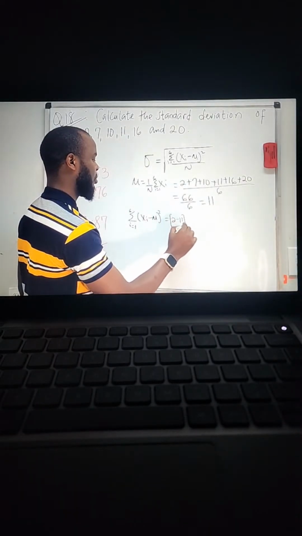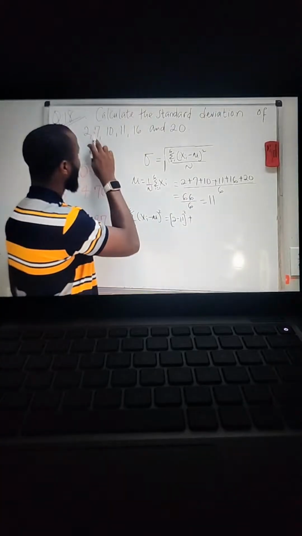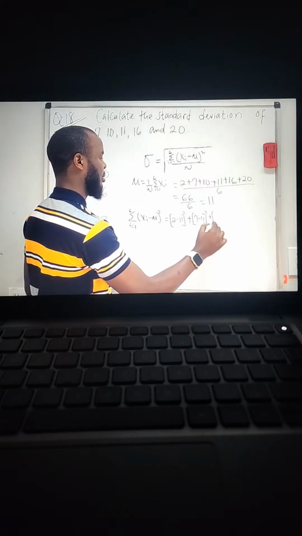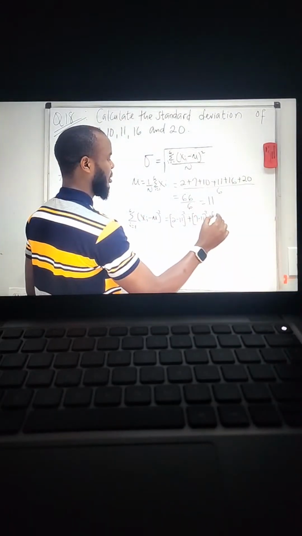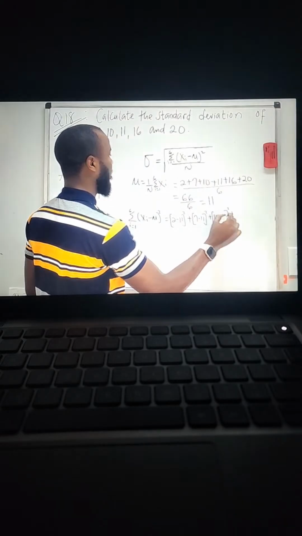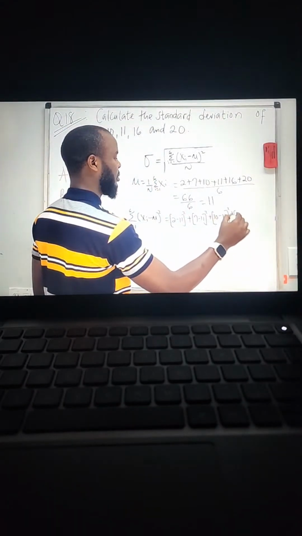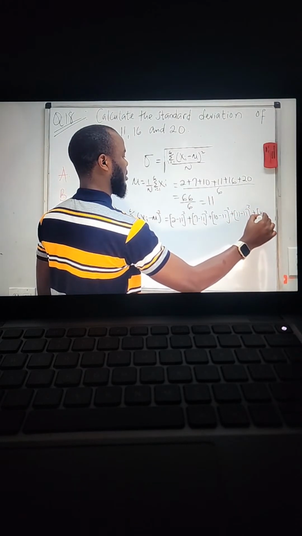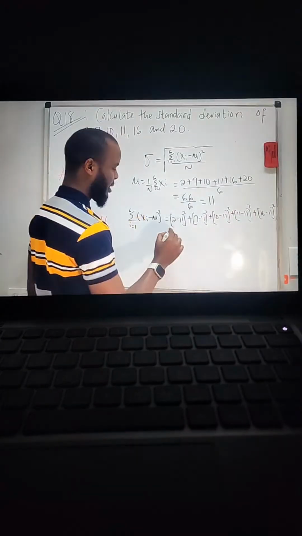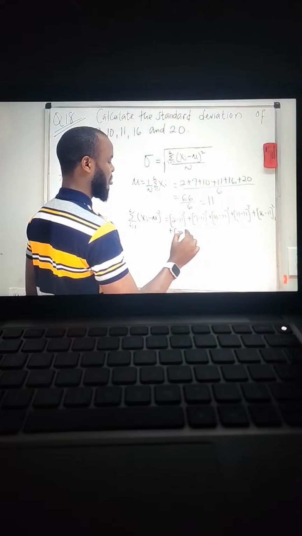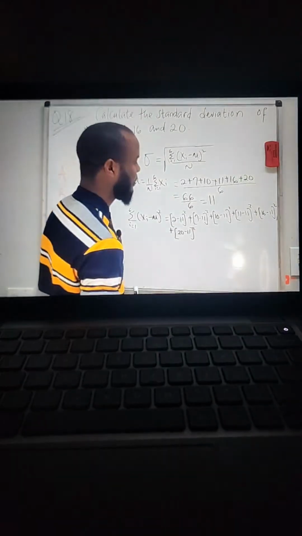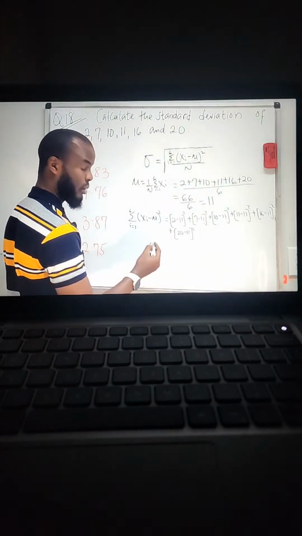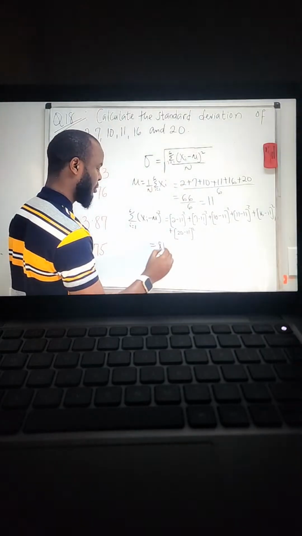2 minus 11 squared plus 7 minus 11 squared plus 10 minus 11 squared plus 11 minus 11 squared plus 16 minus 11 squared. And lastly, plus 20 minus 11 squared. Now, 2 minus 11 is going to be negative 9. If you square that, you have 81.